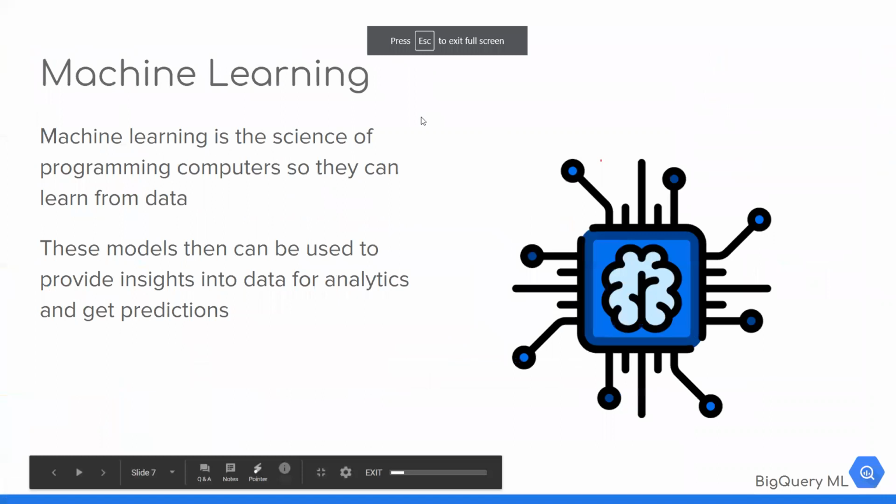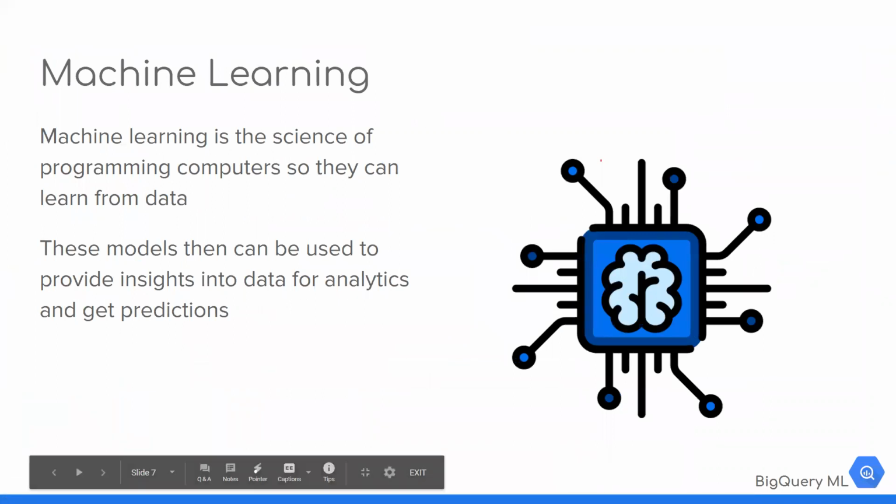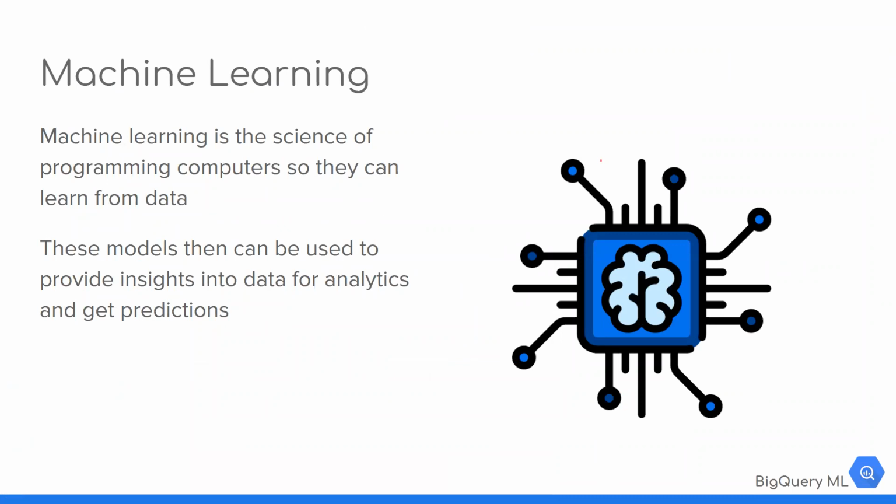So as I've told you before, we are not going to cover concepts in machine learning that deep. So just keep in mind what machine learning does. Machine learning is everywhere. If you're going to define machine learning, it is the science of programming computers so they can learn from data. And these trained models can be used to provide insights into data for analytics and to get predictions.